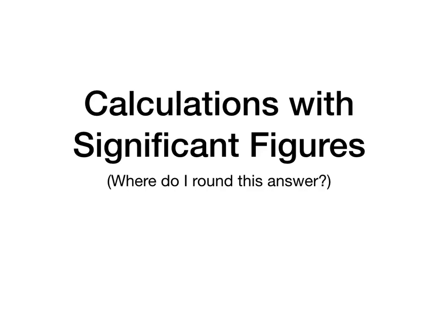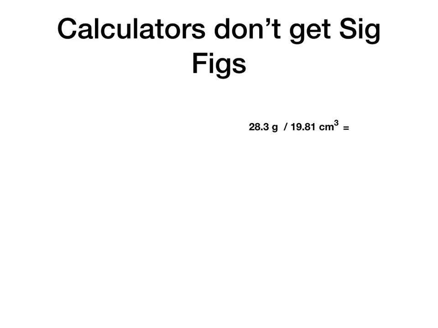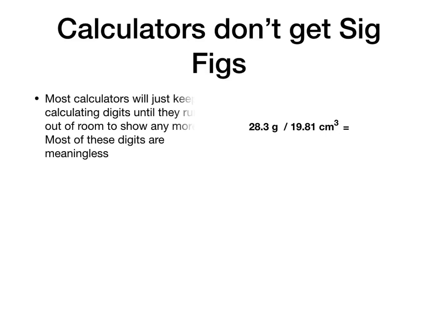But the last thing that we need to deal with then is, what about an answer that you calculate based on significant figures? The problem with significant figures is that calculators don't really get significant figures. Suppose you want to calculate the density of something, and it's got a mass of 28.3 grams, and you've measured the volume to be 19.81 cubic centimeters. Since calculators don't really understand significant digits, when you type in 28.3 divided by 19.81, it's just going to keep on spitting out digits until it runs out of space to show them.